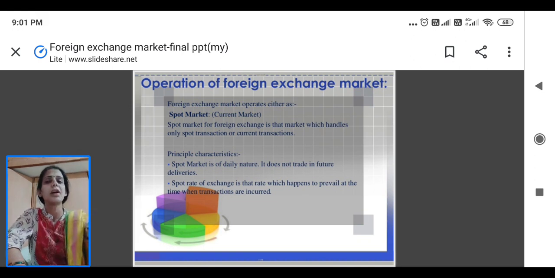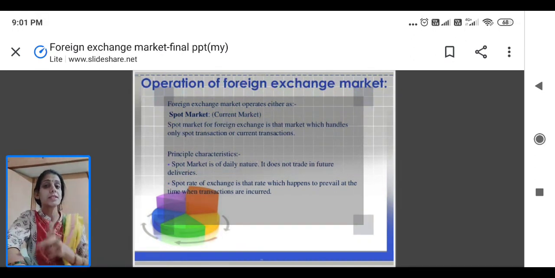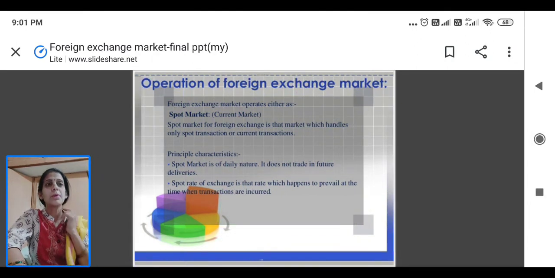Here I would like to say one thing: as it is a foreign exchange of money, it won't happen in one single day. It may take 2 to 3 days, a maximum of 3 days. But it won't get extended to a week or 15 days, because if it gets extended to 15 or 20 days, it will be called a forward market. I will explain the second one later.